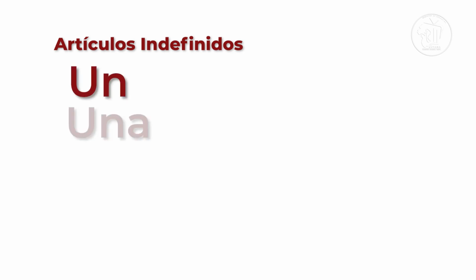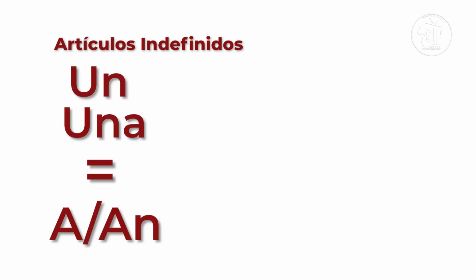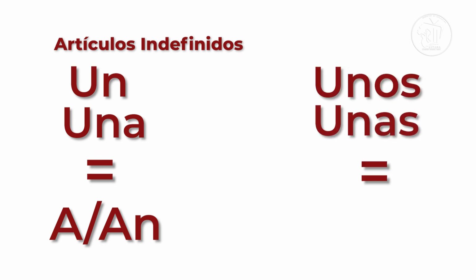So to recap, remember, Spanish definite articles, artículos definidos, are el, la, los, and las. And these are all equivalent to the word the in English. Also, there are 4 indefinite articles in Spanish, artículos indefinidos. These are un, una, which means a or an in English, and unos, unas, which mean some in English.